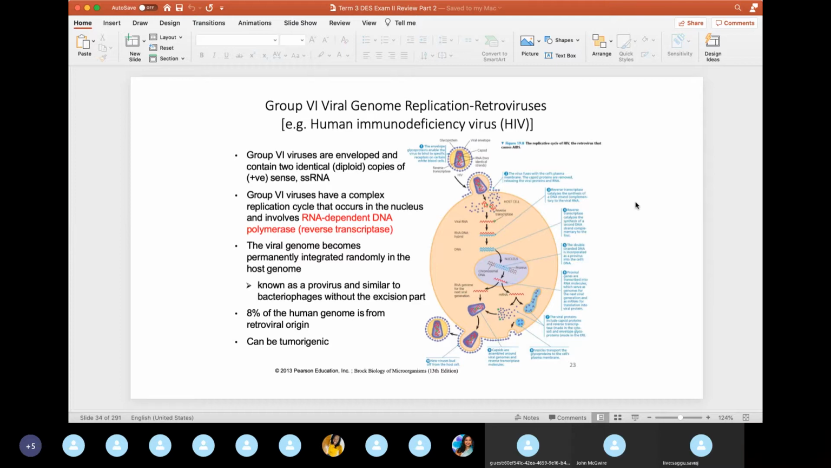Question, did you talk about the attachment of HIV? How does it attach and how does it affect the machinery of the host cell that it infects? Yes or no?